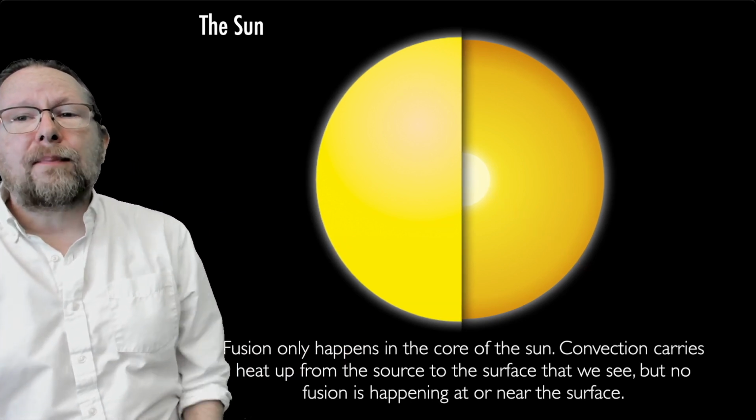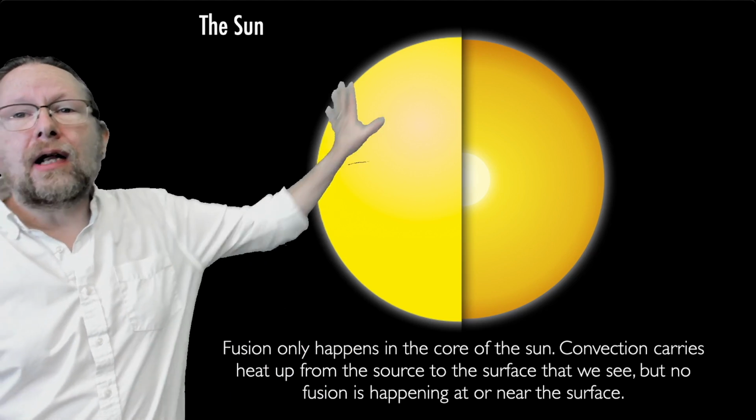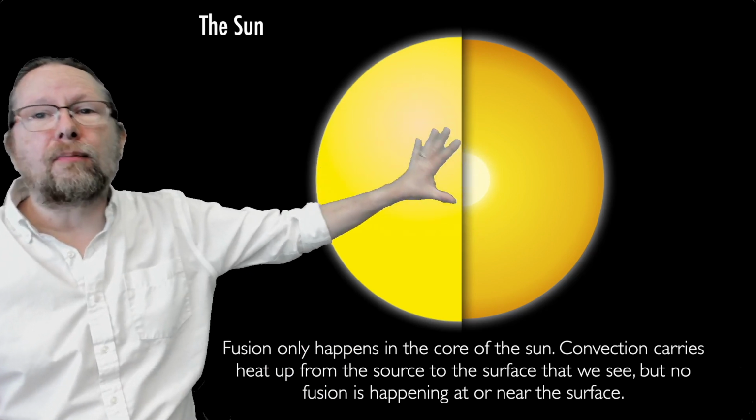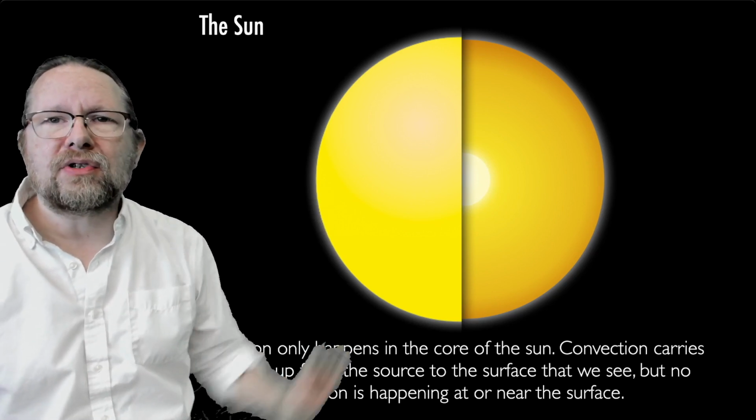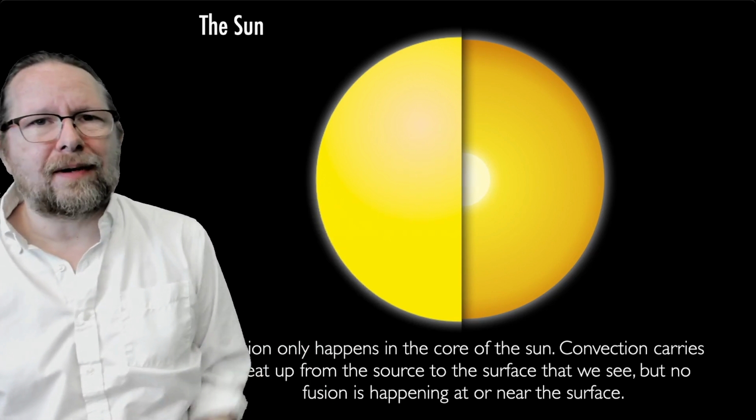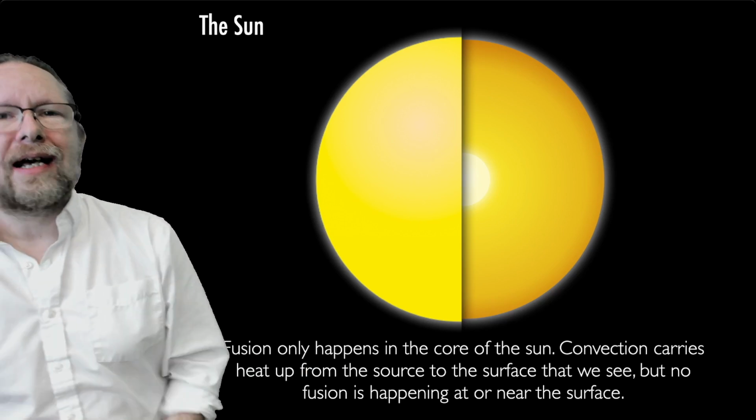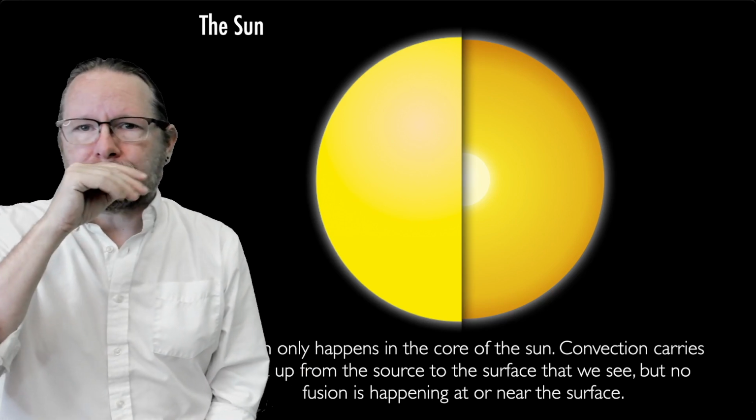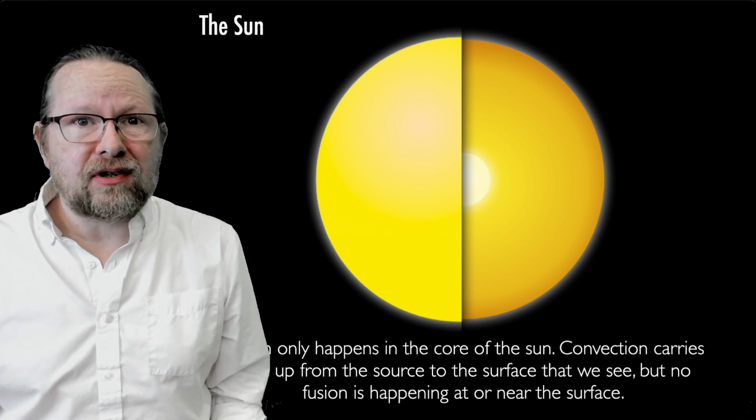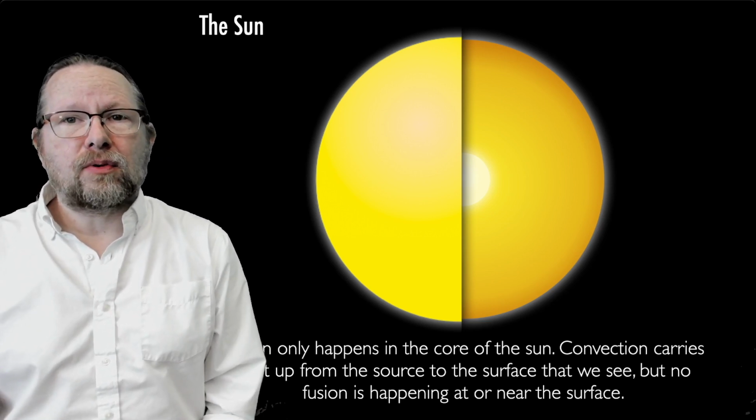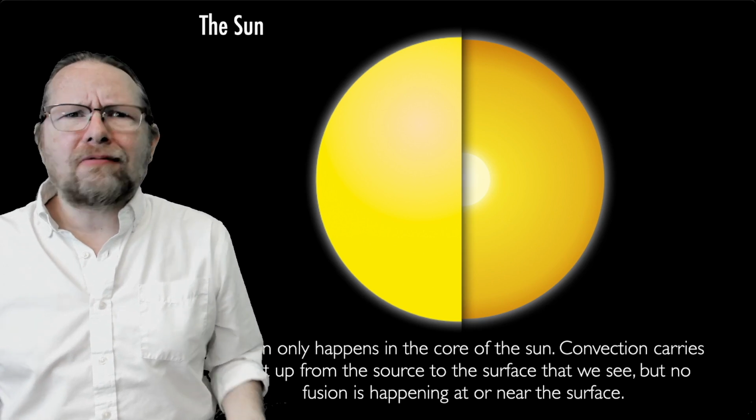So fusion only happens in the core of the sun, and convection and radiation carry that heat from the core to the surface. There's no fusion happening on the part of the sun we see. Only the middle, say 20-25% of the volume of the sun, has nuclear fusion happening in it. That fusion has been happening for about 5 billion years. The sun's about 5 billion years into its life and has continued at roughly the same rate.